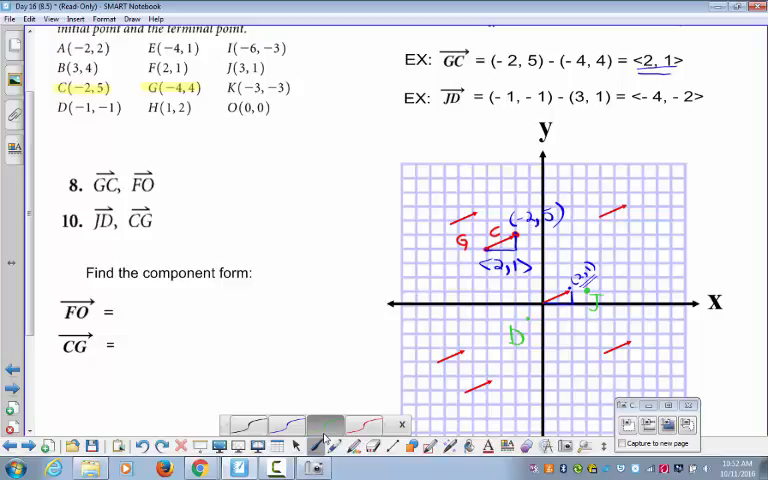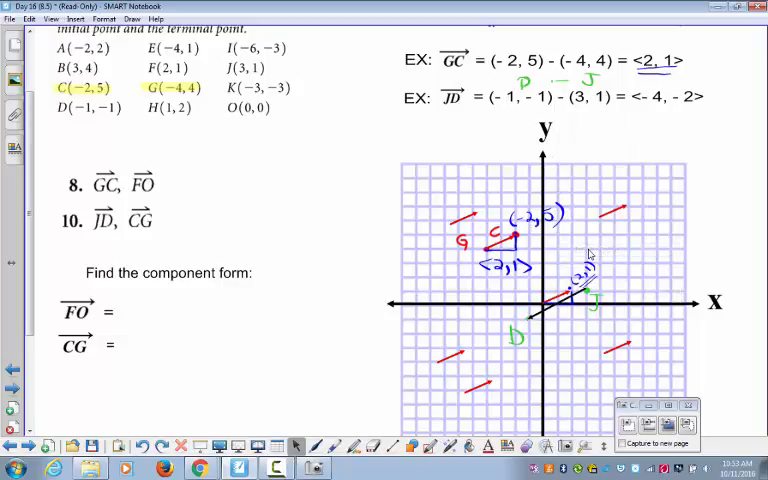And if we want to do JD, we have to do terminal minus initial. So we're going from J to D. We're drawing it that direction. So this says from J to D. Terminal point is D. We can do D minus J, and that'll give us the component form of the vector. Terminal minus initial, we get negative 4, negative 2. So that vector right there is negative 4, negative 2. Negative 4 means go left 4 from the initial point, and then go down 2, and you'll get to the tip of the vector. And again, that representation is not unique.